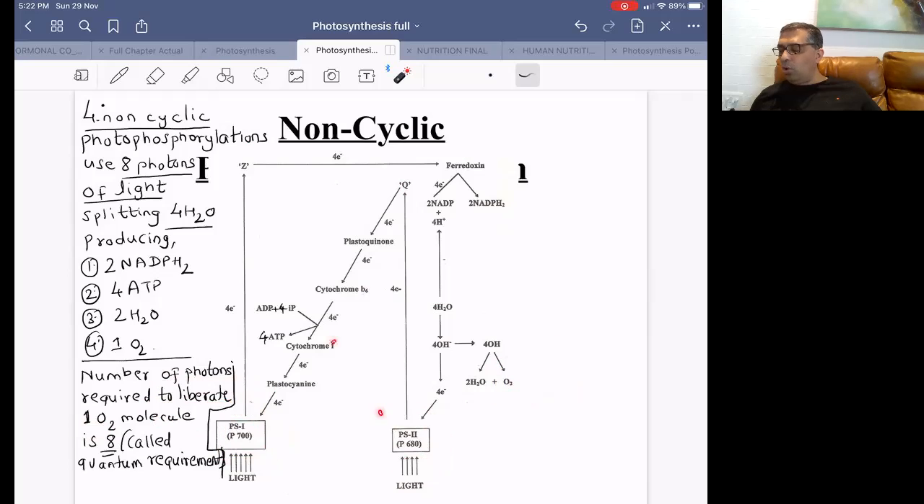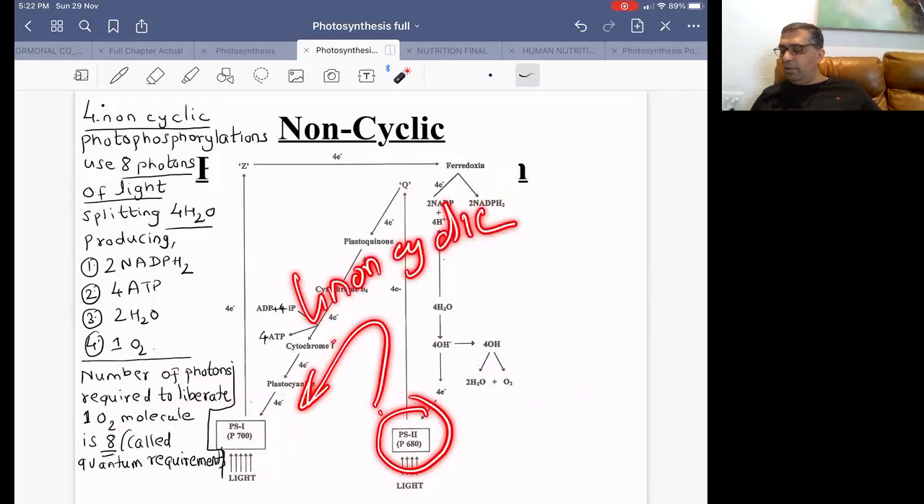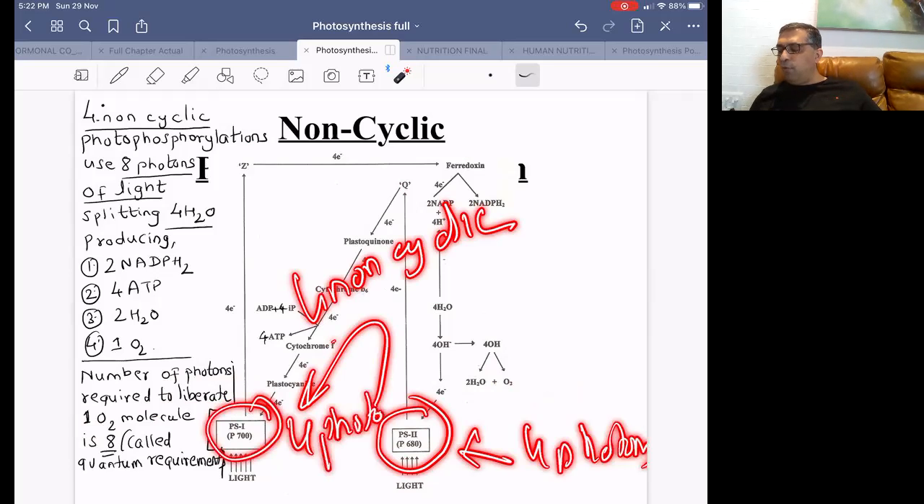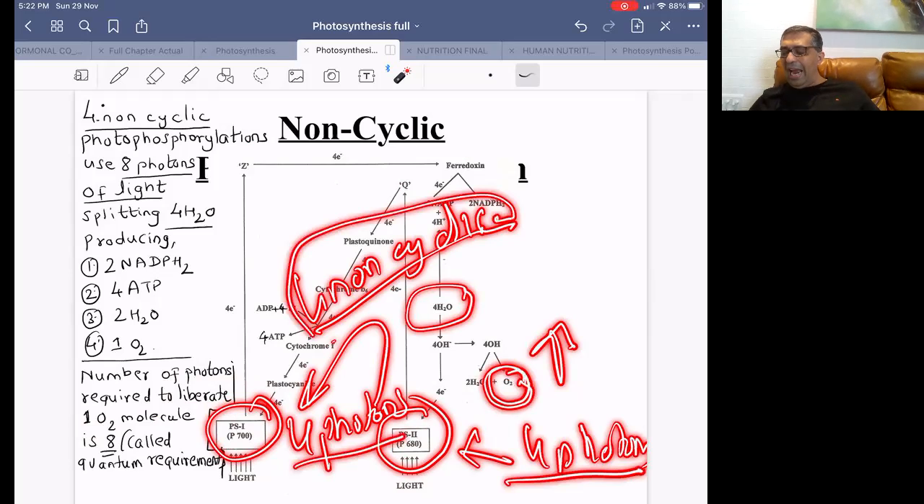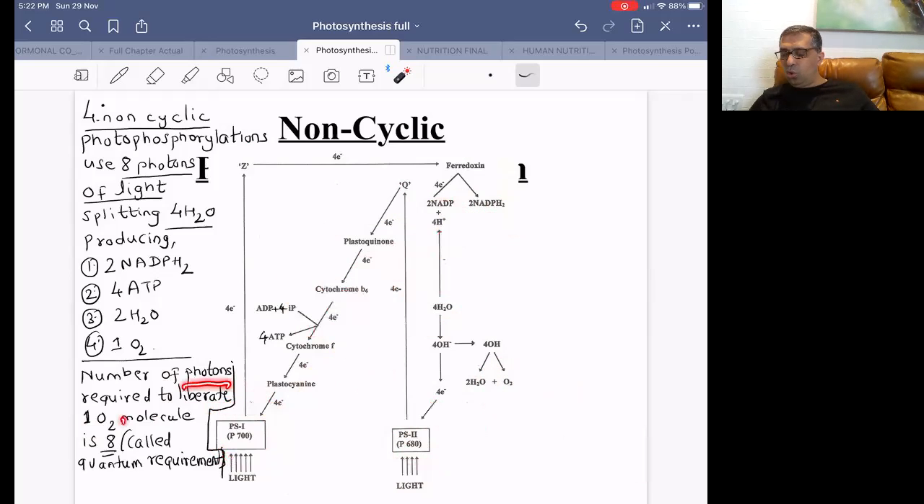If you remember, 4 non-cyclic processes. In other words, for PS2 4 photons and for PS1 4 photons, and a total of 4 non-cyclic processes will have 4 photolysis of water to liberate one oxygen molecule. So to liberate one oxygen molecule, 4 photons plus 4 photons, 8 photons are used, which is called the quantum requirement.